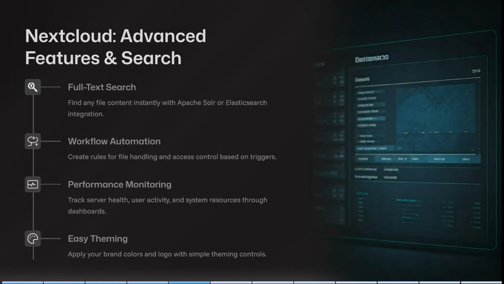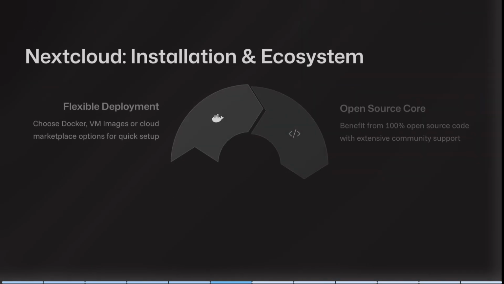Having a look at Nextcloud now, they have a bunch of advanced features. So you can actually search any file content instantly with Apache or even Elasticsearch integrations. You can create rules for file handling and access control based on your triggers. And then also you can track server health, user activity, and system resources through a dashboard. You can apply your brand colors as well as your logo with simple theming control. So it's really easy to use.